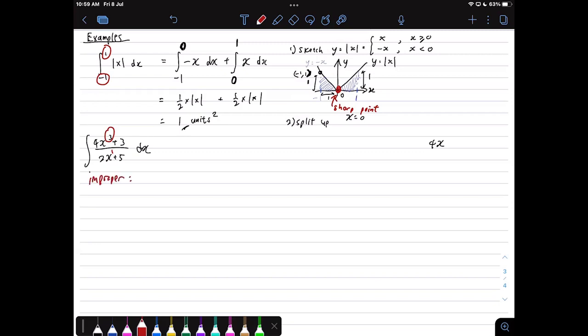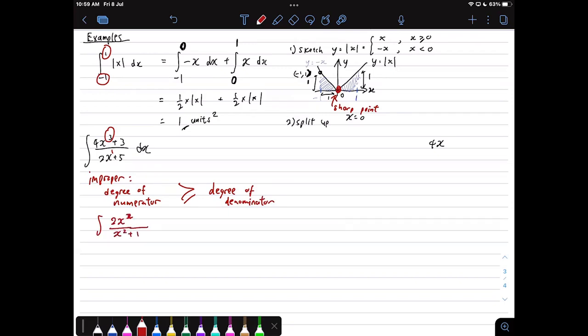Improper means the degree of the numerator is more than or equal to the degree of the denominator. This one you actually learned before in AMAX, right? So in this case, let's say I have another example, integrate 2x squared over x squared plus 1.